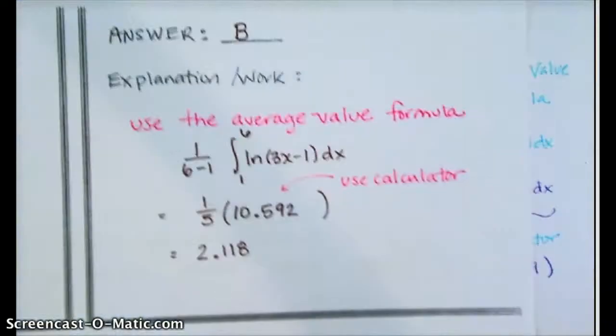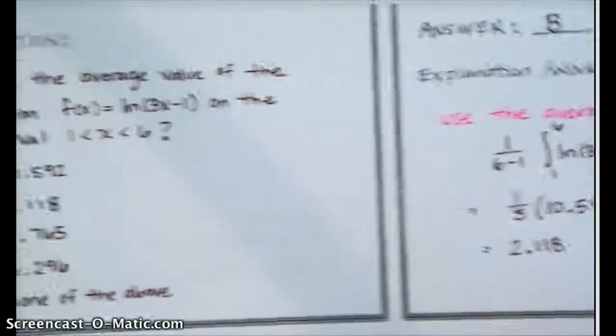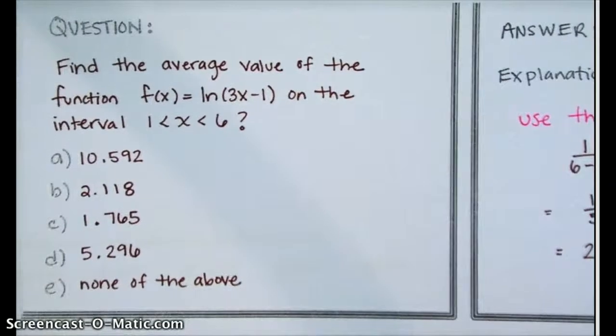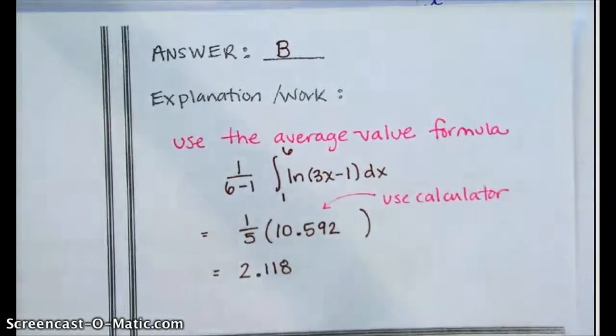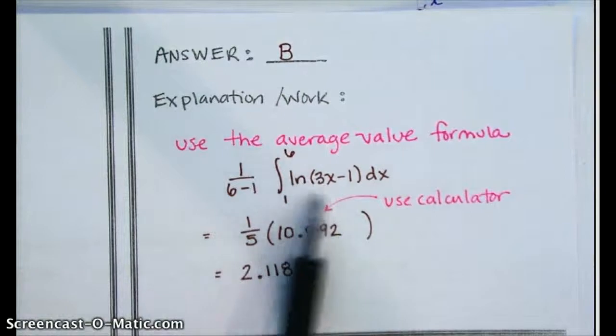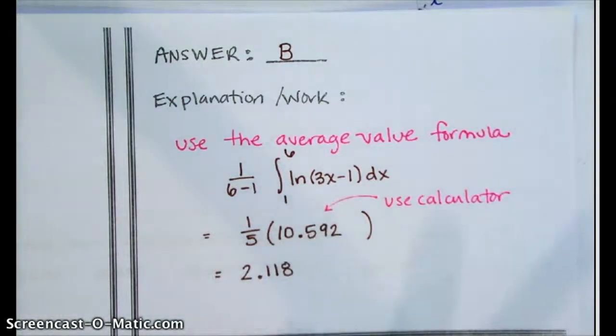And the answer to this practice problem is B. If you need to see the B, there it is, 2.118. And then again, that's just like a quick calculator thing. Even though it's a weird function, you don't even need to worry about the integral.